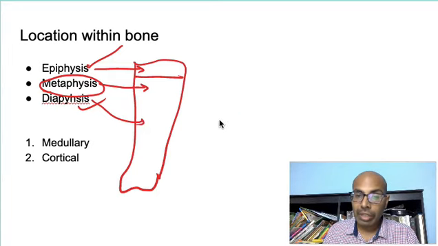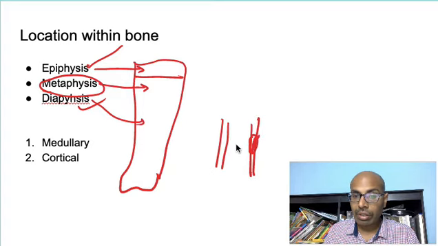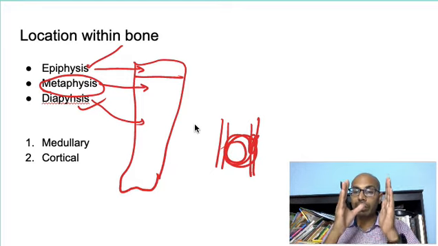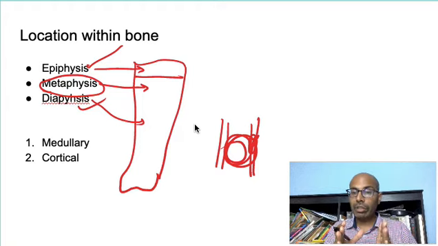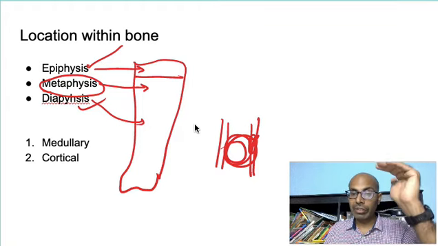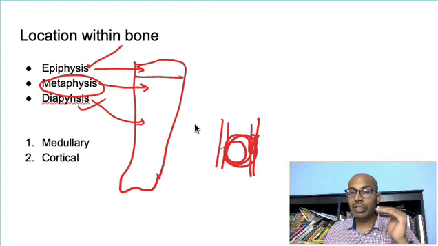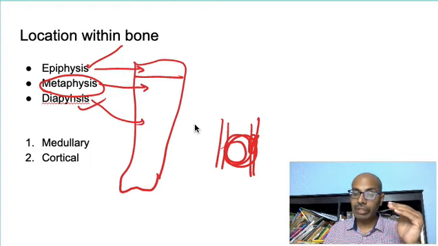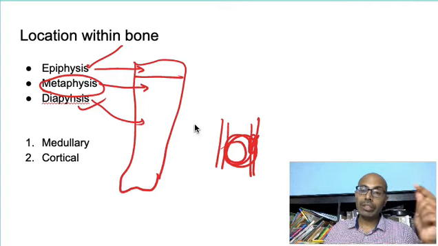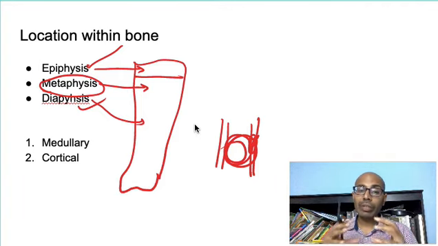Then you should also look at whether it is in the transverse direction, whether it is in the cortex or is in the medullary canal and involving the cortex as well. So location within the bone can be classified based on the longitudinal location, that is the epiphysis, the metaphysis, then the diaphysis. As I said, most of the tumors are in the metaphysis, and therefore you can remember the epiphyseal and diaphyseal tumors alone. It could be medullary or cortical involvement based on the transverse location in the bone.